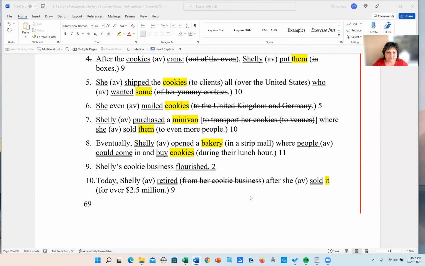Okay, count up how many you have correct. There are 69 possible. Put the number you have correct and divide by 69, and that will give you your percentage.